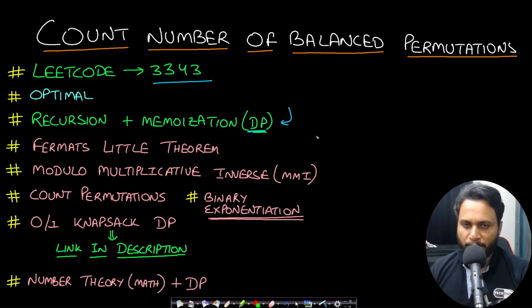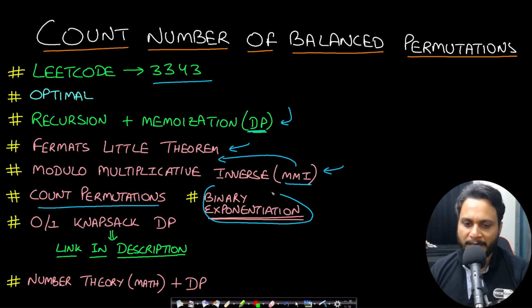So there are a lot of prerequisites for this problem, but I will be explaining Fermat's little theorem, as well as the modulo multiplicative inverse and how to find MMI using Fermat's little theorem. We will also be learning the basics of counting permutations, but I expect that you have already watched my video on binary exponentiation as well as the 0-1 knapsack dynamic programming. So I assume you know both these topics, and the links for them will be present in the description below, so please go there and watch.